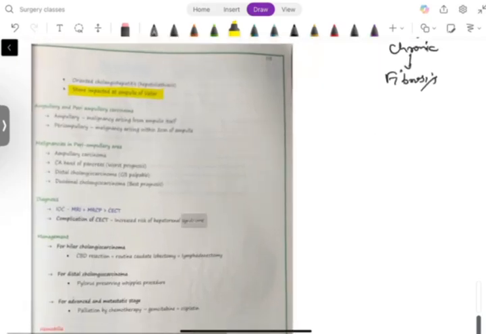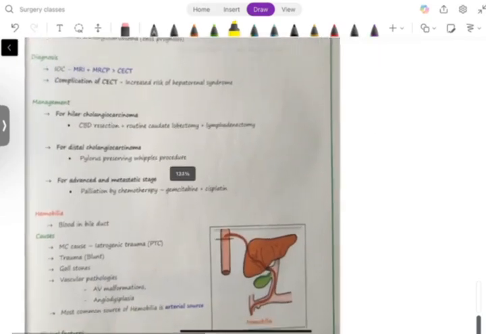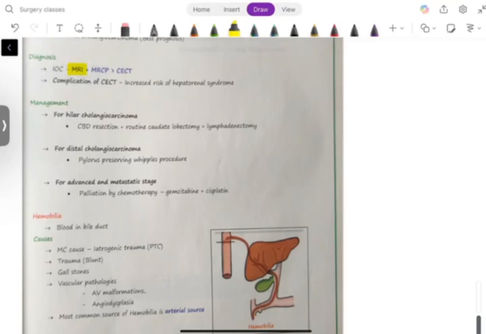Okay, after this, how do we diagnose cholangiocarcinoma? We'll do MRI and MRCP, which is the investigation of choice. If neither of these is possible, then we can go for a contrast enhanced CT scan. Why should we avoid contrast enhanced CT scan? Because there is increased risk of hepatorenal syndrome.